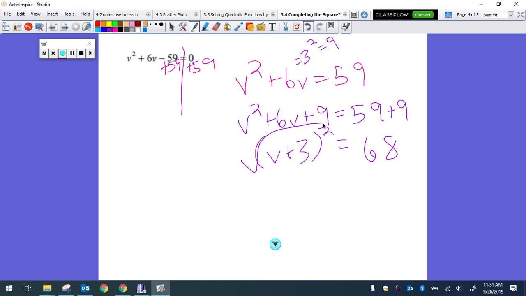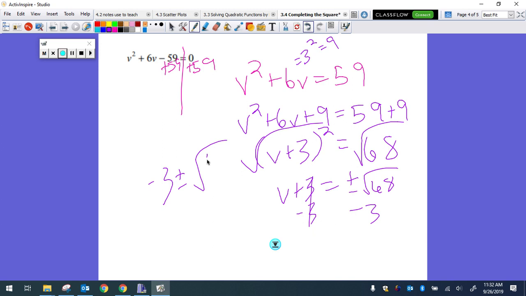Take the square root of both sides. So I have v plus 3. Again, this could be a positive or negative square root of 68. And then to move my 3 over, I would subtract it. So this answer would be negative 3 plus or minus the square root of 68.